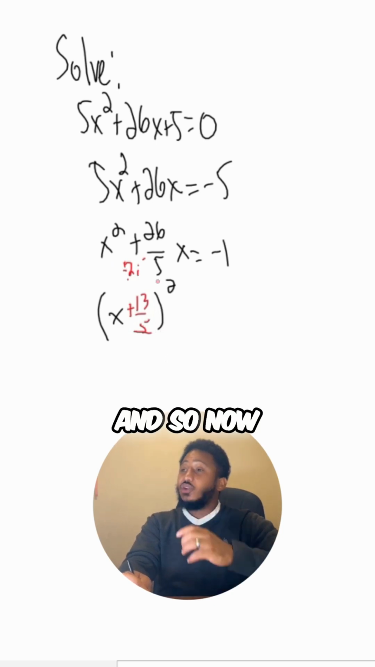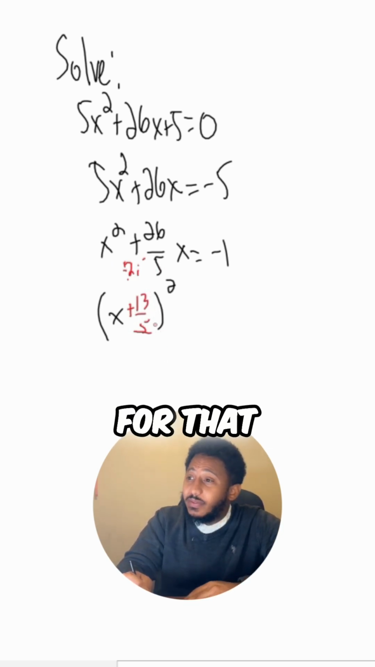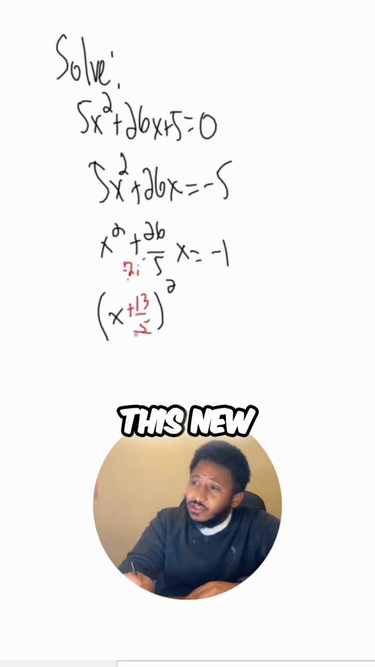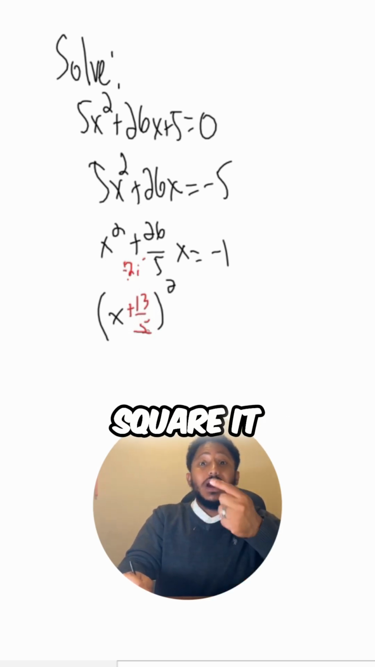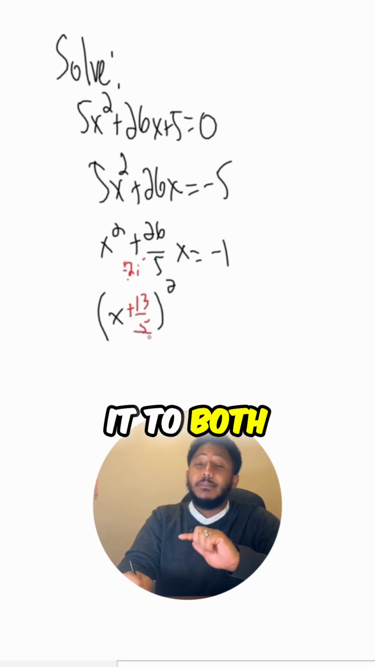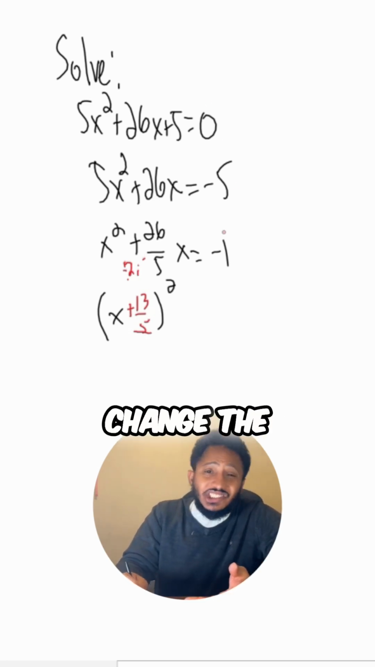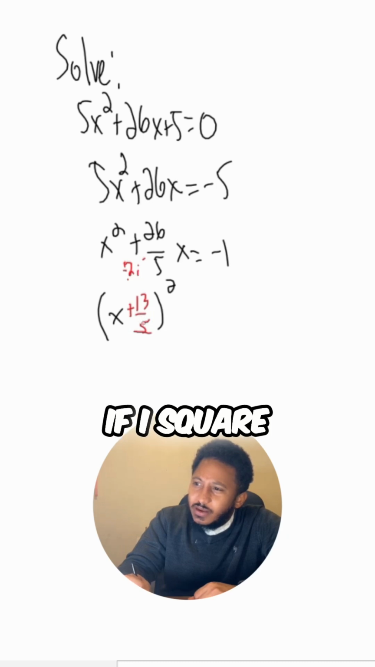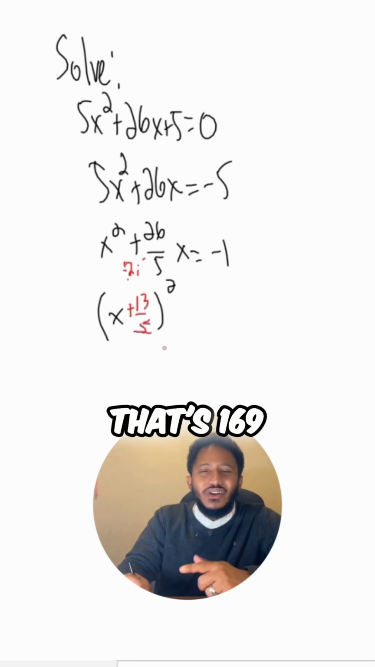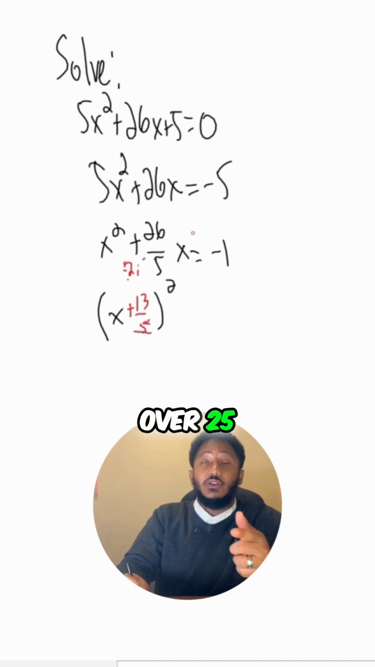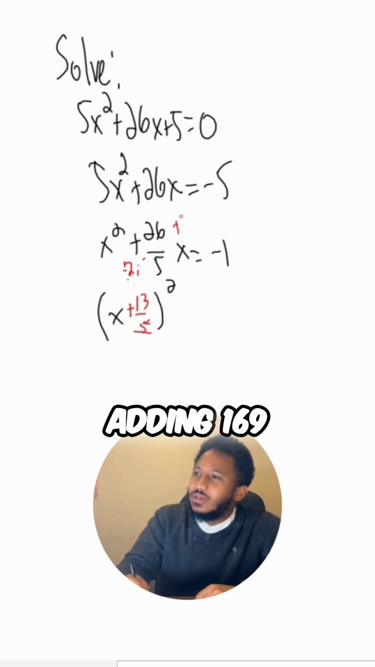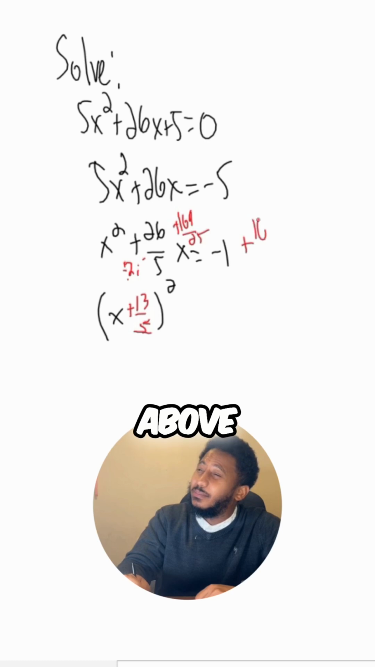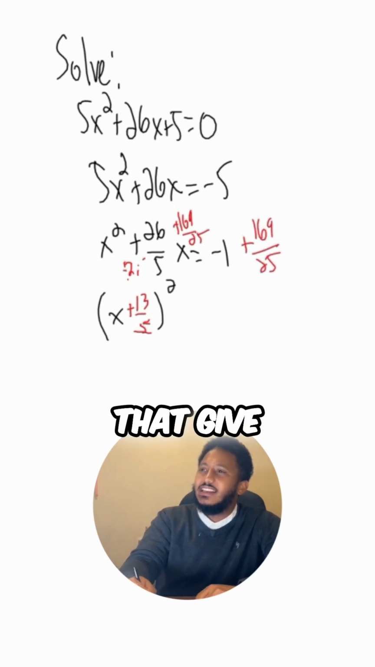All right. But that changed the equation, really. So to compensate for that, we'll take this new number, 13 over 5, square it, and add it to both sides on the line above in order to not change the equation. So 13 over 5 squared is 169 over 25, and so we're adding 169 over 25 to both sides of the equation. Okay, so what does that give me then?